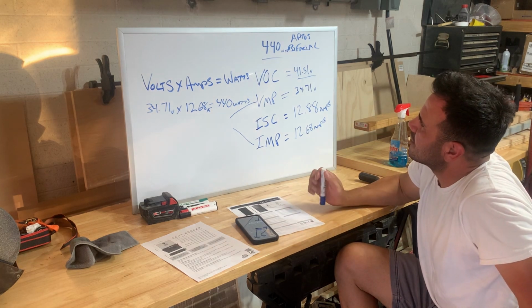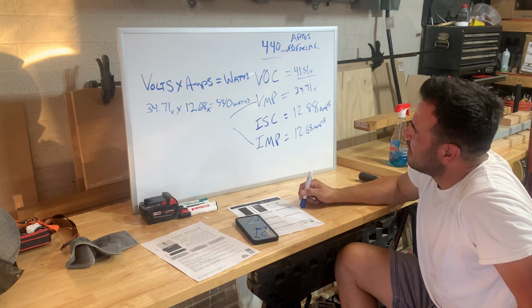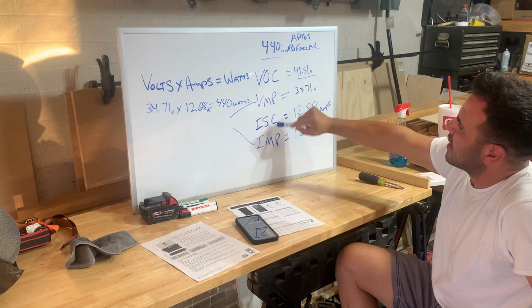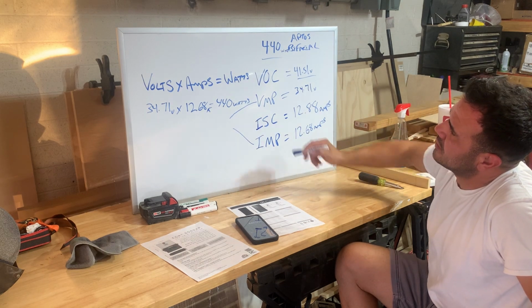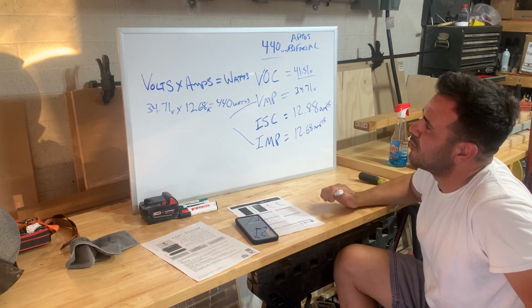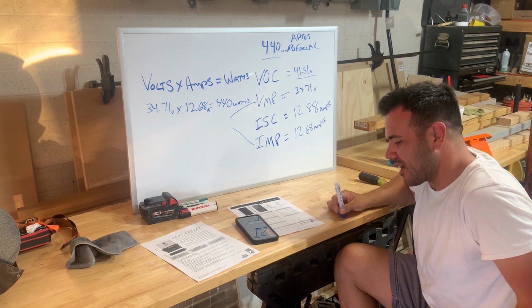Those are key things that are important to solar panels: the VOC, the VMP, ISC, and IMP. We touched a little bit on what they mean, and this equation is going to be very helpful, so familiarize yourself with that.